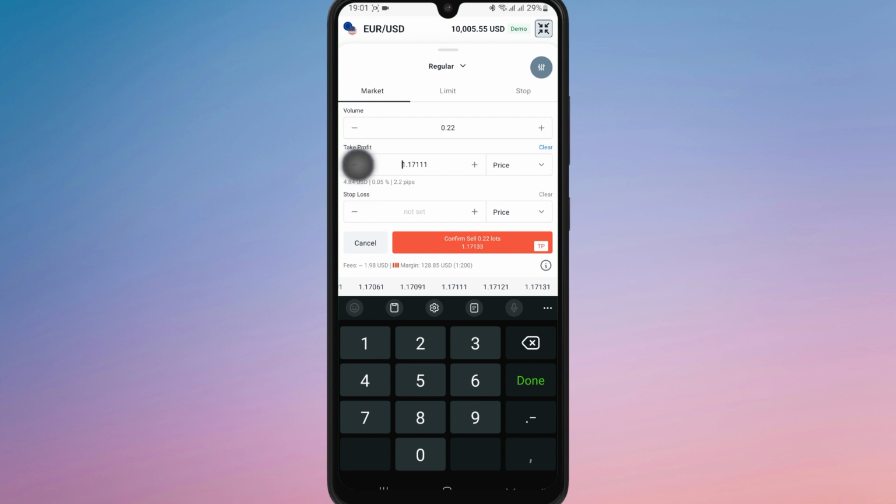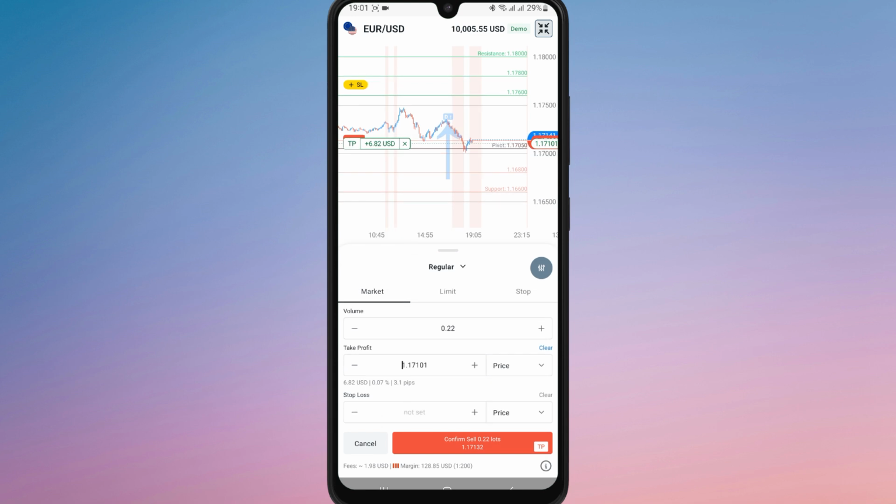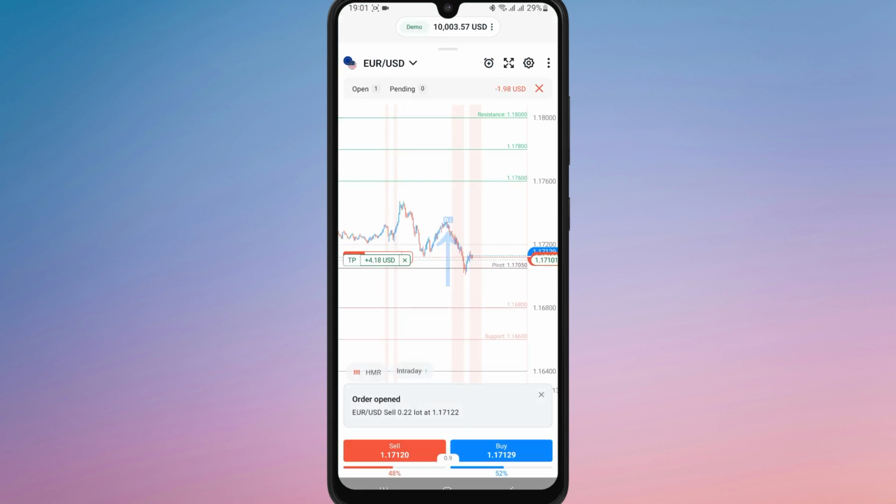After entering the desired take profit value, review all the trade's details carefully. Tap confirm to place the trade with the take profit in effect. Once your trade is active, you can monitor it in the open positions section.